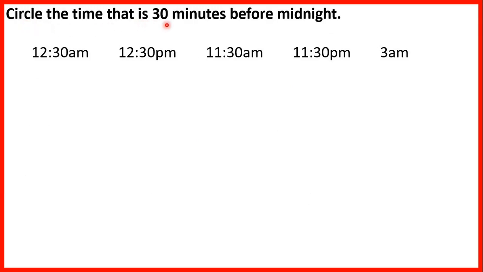Circle the time that is 30 minutes before midnight. So some of these times are AM times and others are PM. And if it's 30 minutes before midnight, that will be a time in the evening. So we need a PM time. Now 30 minutes before midnight is 30 minutes before 12 o'clock. So if we subtract 30 minutes from 12 o'clock, that's 11:30, because there are 60 minutes in an hour, and 60 minus 30 is 30. So we need 11:30 p.m.